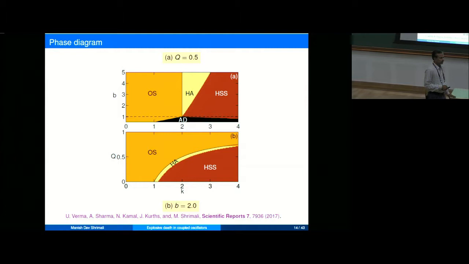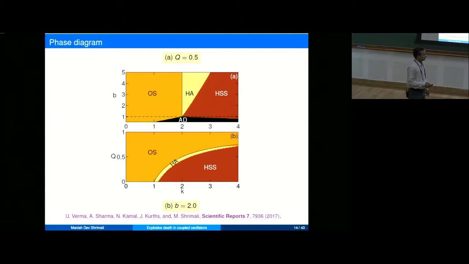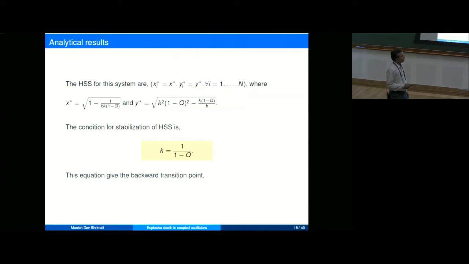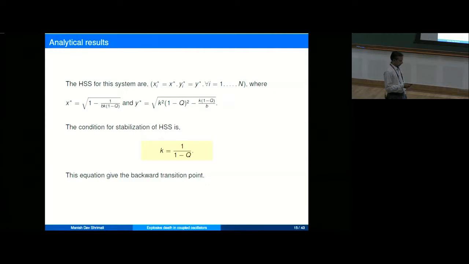So we have also studied this parameter space with the mean field intensity Q, and you can see that as long as you keep Q less than 1, only then are you able to get this transition. And for Q equal to 1, you don't have this transition to the suppressed oscillation state. So we have also done the analytical study for this homogeneous steady state. You can see that these are the solutions, X star and Y star, and when we find the condition for the stabilization of this homogeneous steady state, it matches very well with the backward transition point of the coupled oscillators.